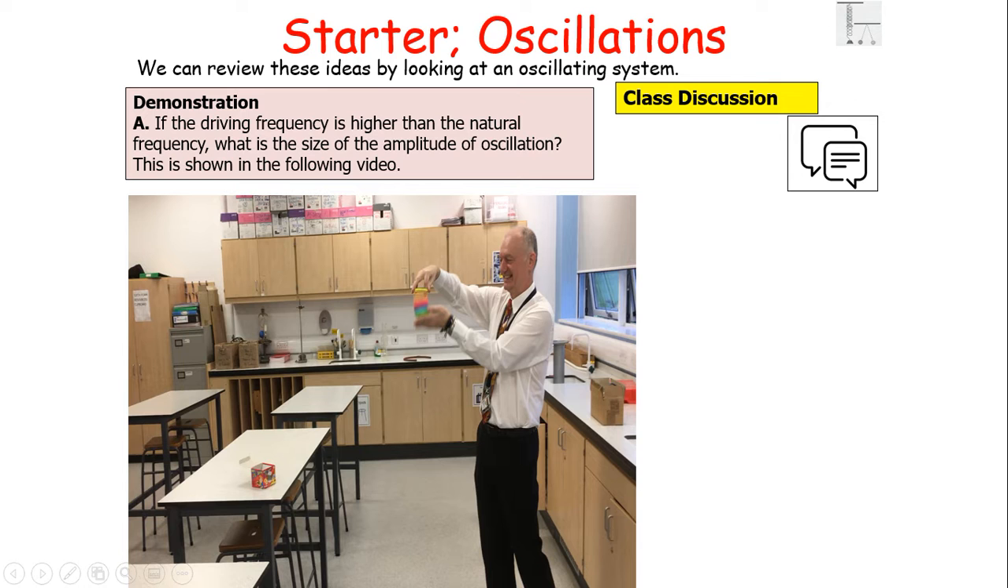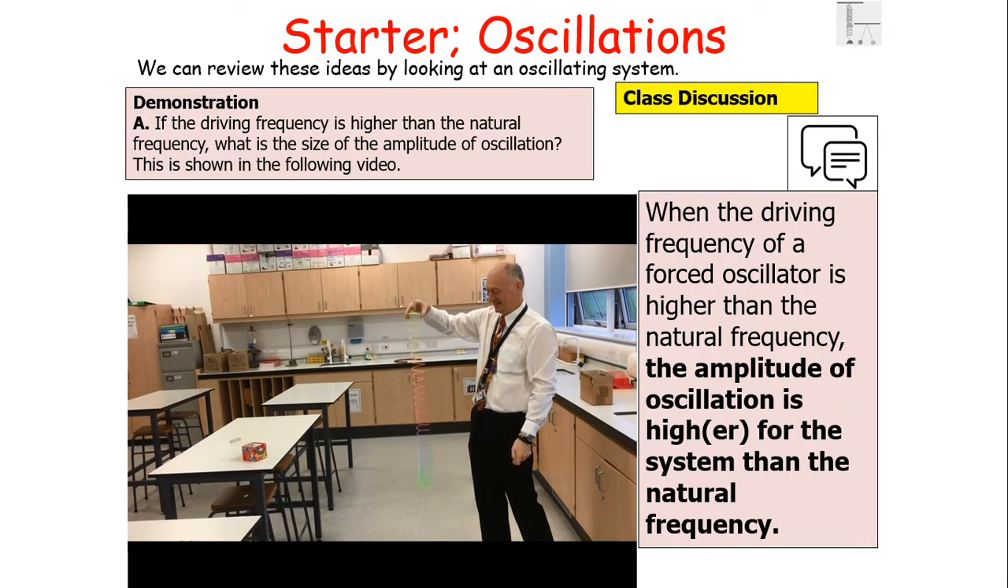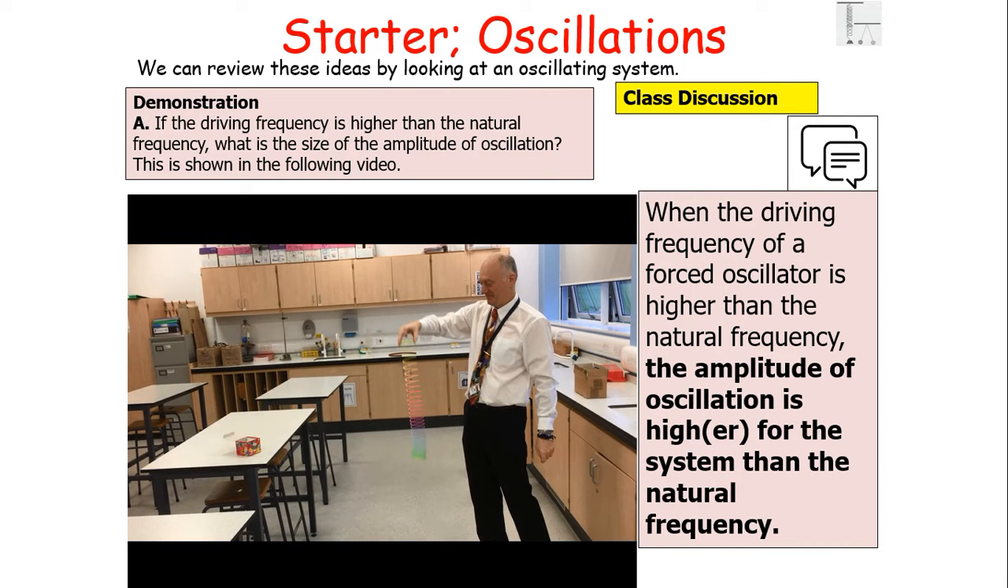However, if the driving frequency is higher than the natural frequency, what do you know about the size of the amplitude of oscillation? Well, when the driving frequency of the forced oscillator is higher than the natural frequency, the amplitude of oscillation is higher for the system than at the natural frequency.